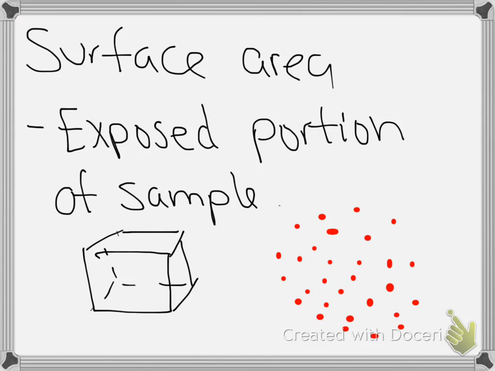Our last reaction rate factor is that of surface area. And this is the exposed portion of a sample. So if I take, for example, this cube here, the only exposed surface is on the outside. All right, in order for a chemical reaction to take place, again, remember you have to have collisions. So the chemicals can't collide with the inside of that sugar cube. They have to start on the outside and work their way in.